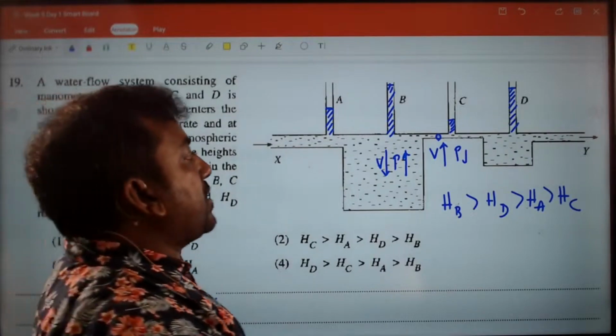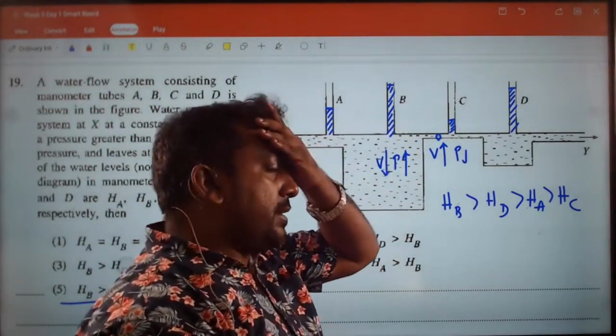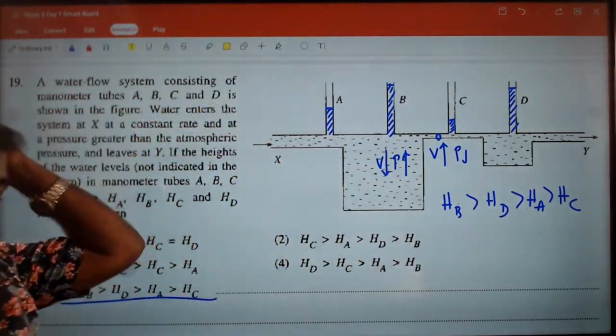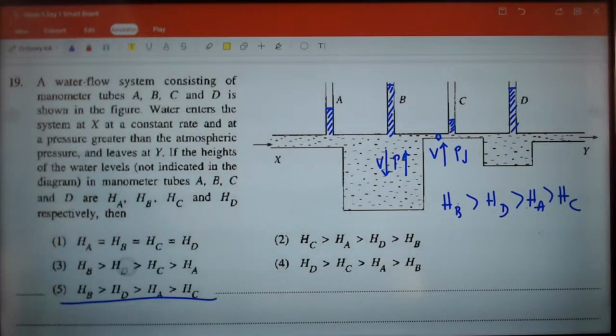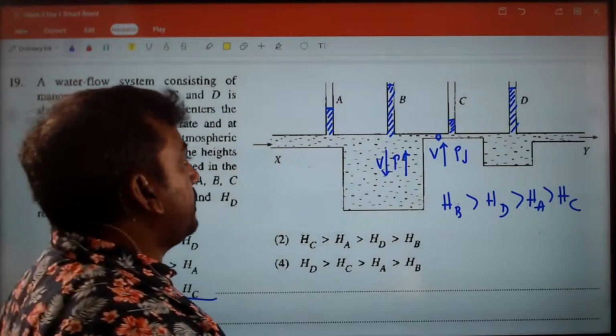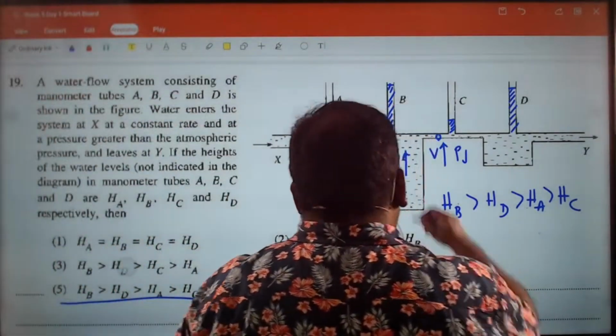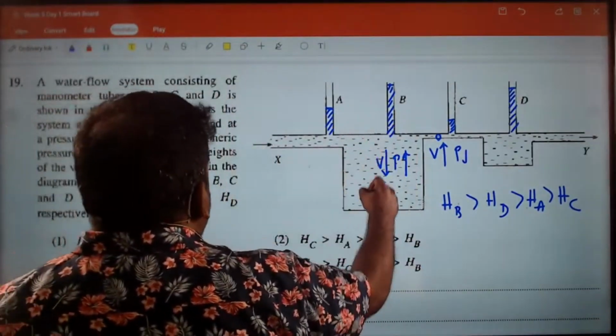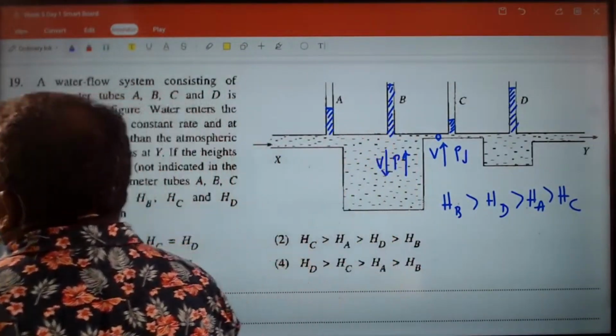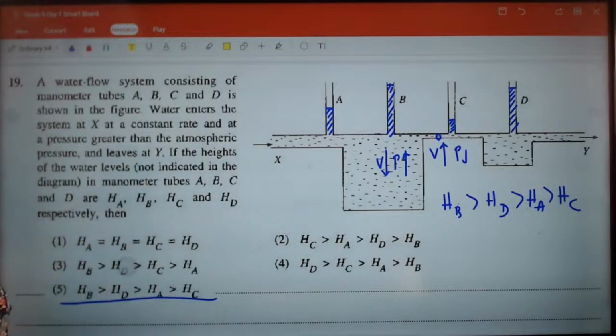Smaller the cross-sectional area, greater the velocity. Greater the velocity, lower the pressure. And larger the area, smaller the velocity. Smaller the velocity, greater the pressure. Okay now?